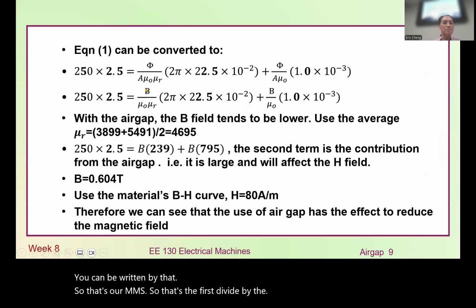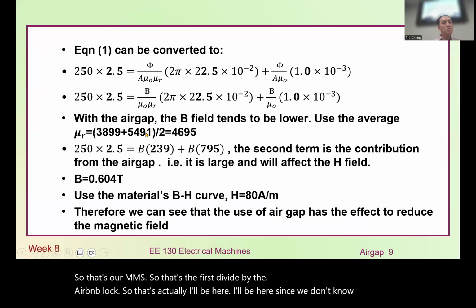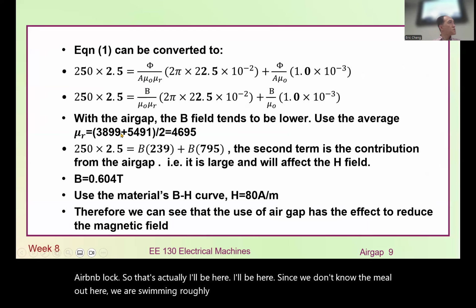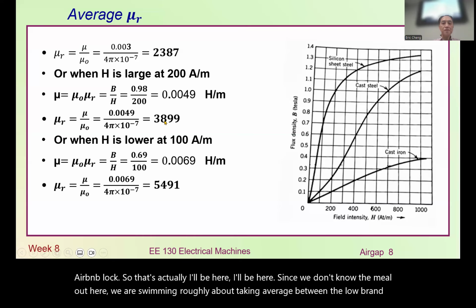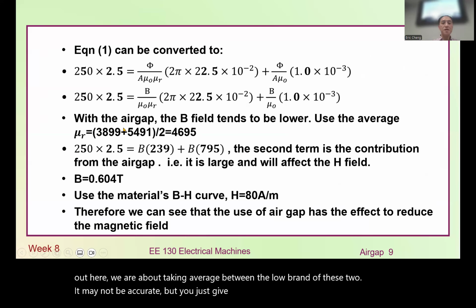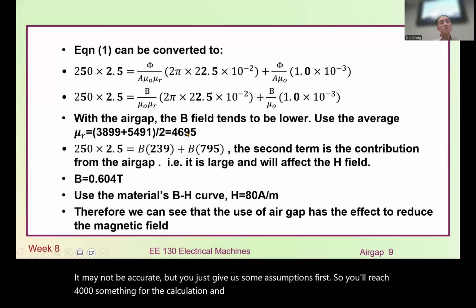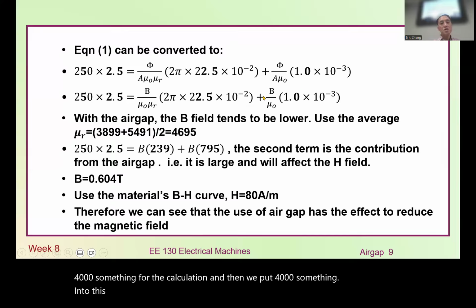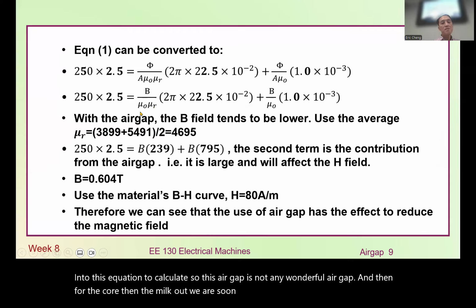So that's actually our B here. Since we don't know the mu r here, we can assume, roughly taking an average between the lower bounds of these two. It may not be accurate, but it just gives us some assumption first. So we use 4,000 something for the calculation, and we put 4,000 something into this equation. For the air gap, the mu r is usually 1, and for the core, the mu r we assume becomes 4,000 something.